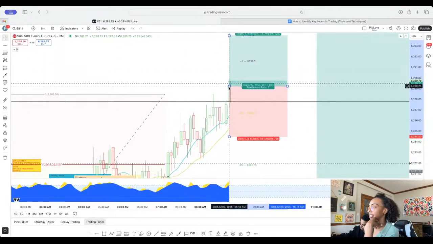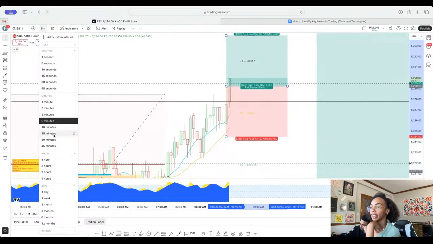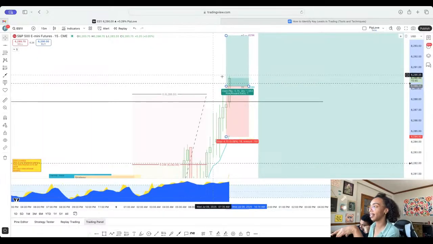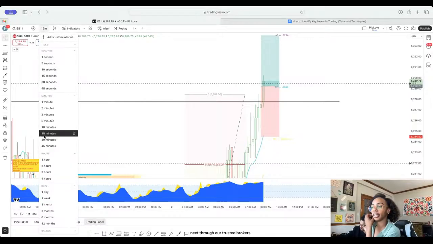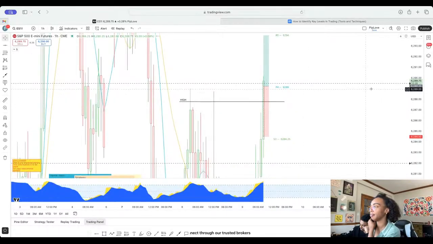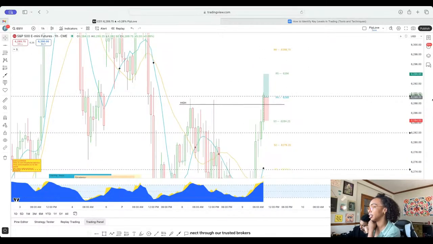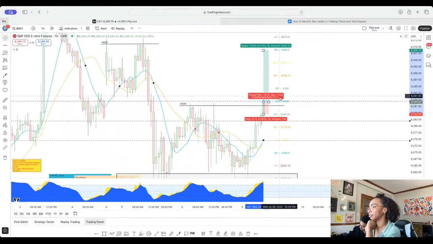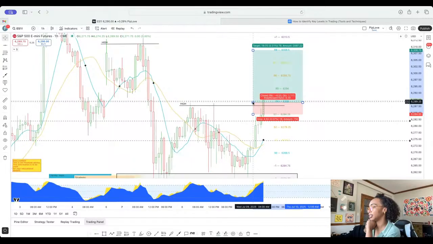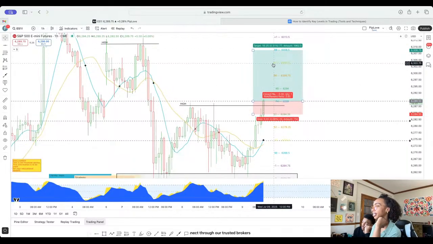So I erased it, but we were looking at these price points when price broke above that level. And we had our pivotal zones here to help us to identify where we were going to exit the market. So we have our exit zones here.